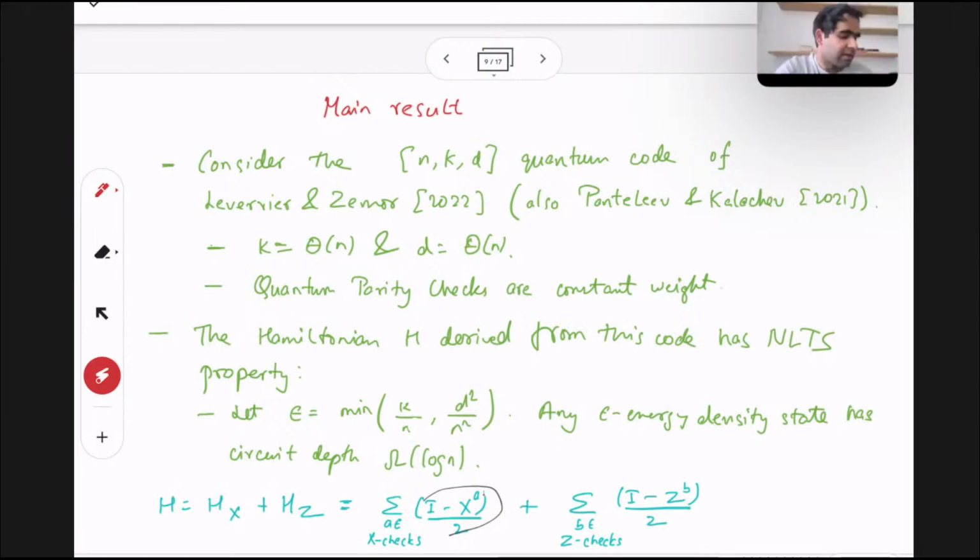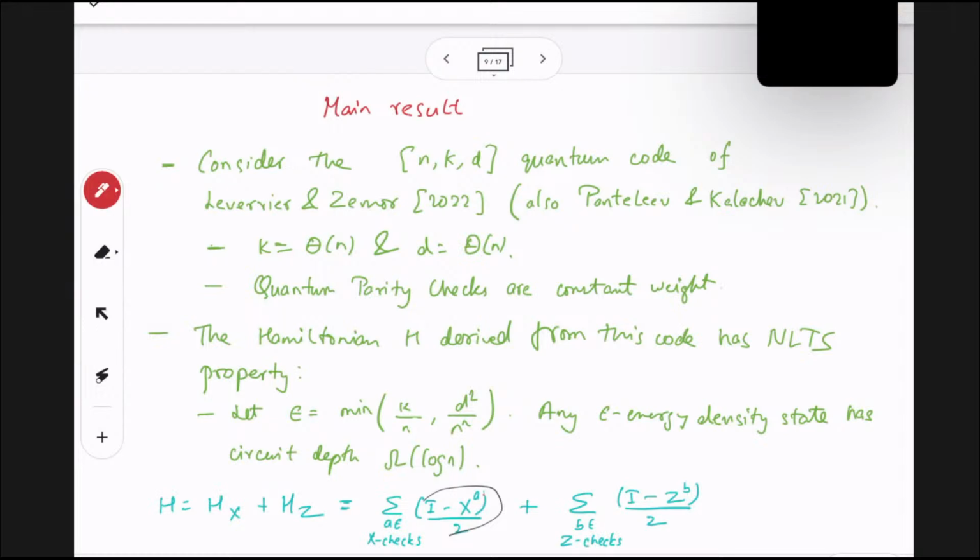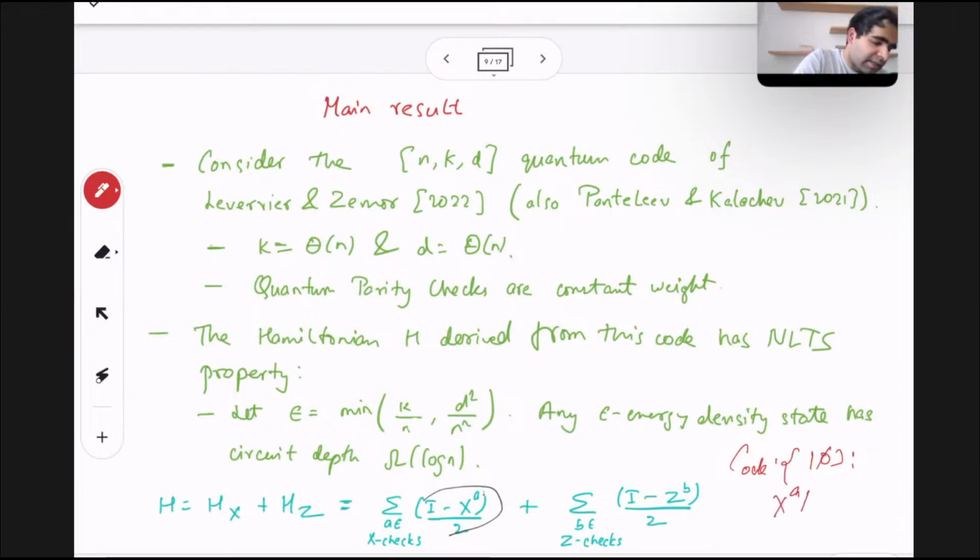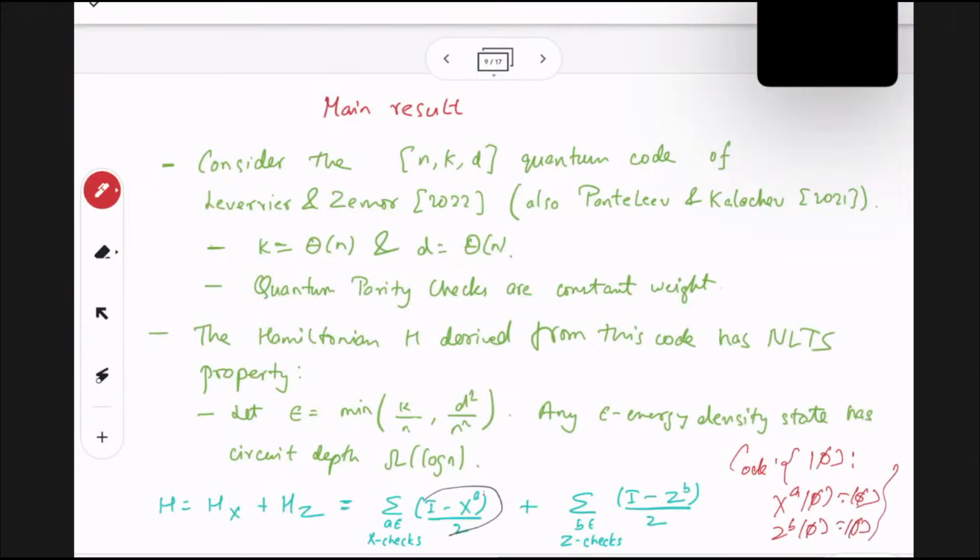Stabilizers are the checks of an error correcting code. The code space, sorry, I should have spent some time on this. The quantum code is basically the collection of all quantum states phi such that X to the a phi equals phi and Z to the b phi equals phi. So these are the states that are the +1 eigenstates of X to the a and Z to the b. Sorry, what do I mean by X to the a.